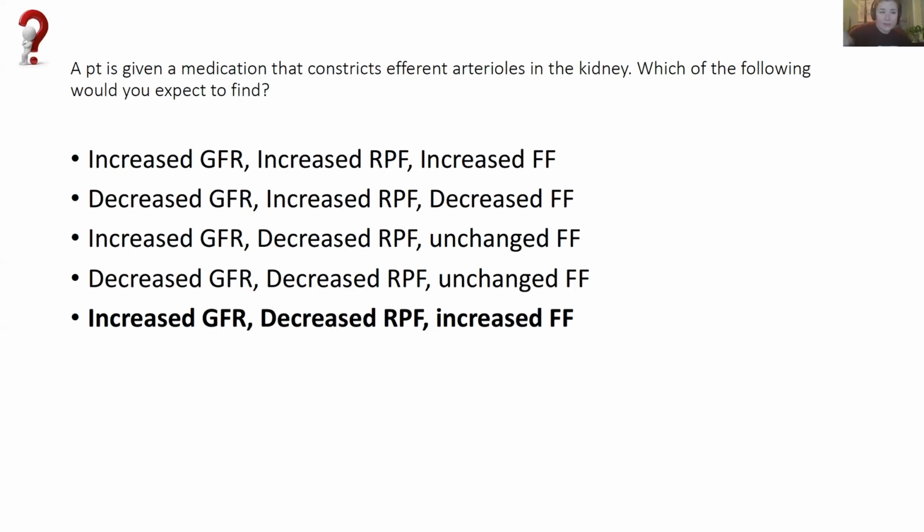And then, of course, the filtration fraction is a function of GFR and RPF. So that is also going to increase, because you get an increased GFR, and those are directly proportional. Remember that if you did the afferent arterioles, both GFR and RPF are going to change in the same way, so you are not going to get a change in the filtration fraction. Yeah, that would be D. It would be for afferent.